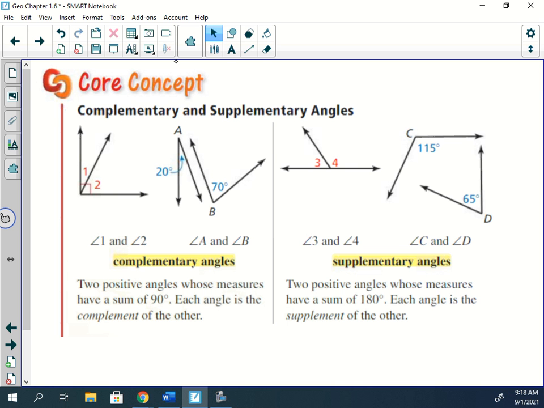Now, supplementary angles add together to be 180 degrees. Two positive angles whose measures have a sum of 180. Each angle is the supplement of the other.